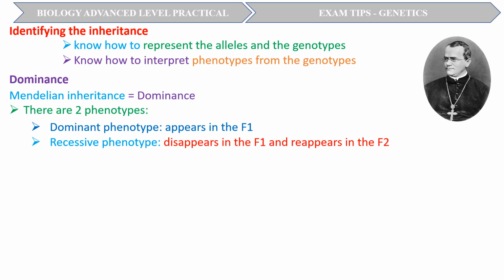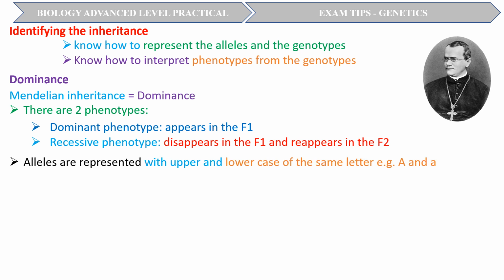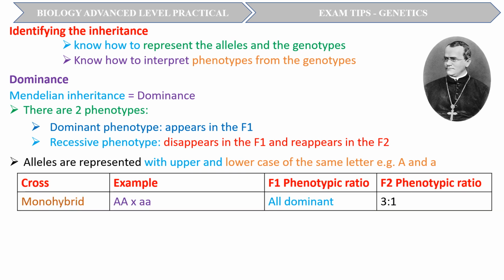In dominance, alleles are represented with upper and lowercase of the same letter. The uppercase for the dominant allele and the lowercase for the recessive allele. A monohybrid cross with pure breeds gives the F1 ratio of 1, that is, all the offspring show the dominant phenotype. When the F1 individuals are self-crossed, the F2 appear in the ratio of 3 dominant phenotypes to 1 recessive phenotype.